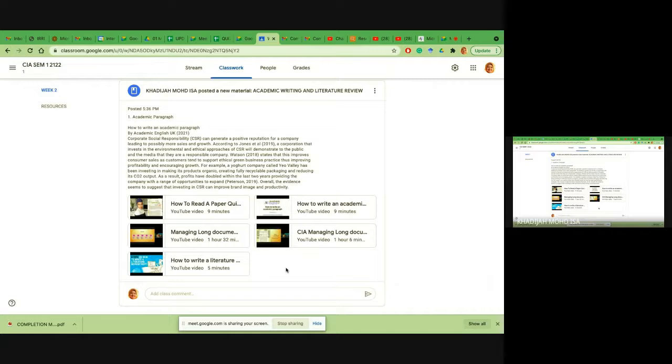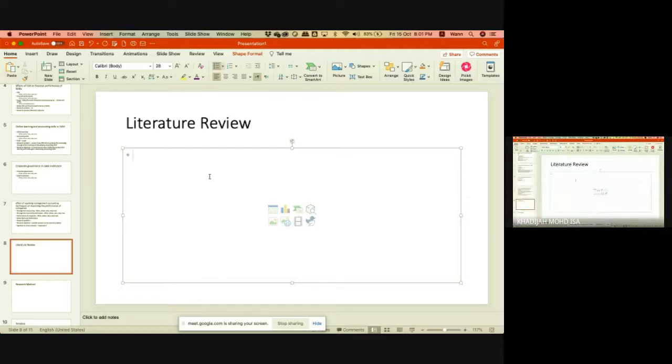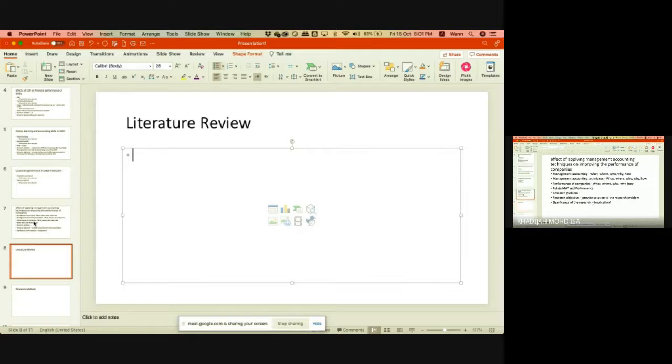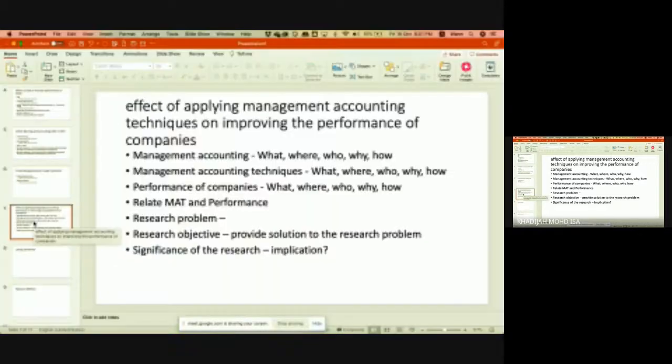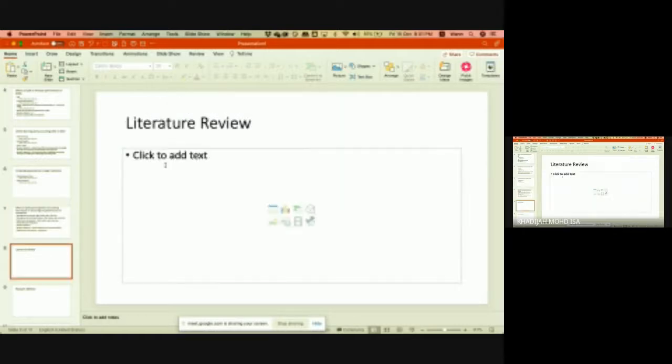And from there you can move on and look for other references on how to deal with the literature review. Yeah. So what is a literature review? Remember that just now, for example, you have identified what is management accounting. So a literature review looks at what others have done in the area. So it goes back to management accounting techniques and then the performance of the companies. So your literature review will also go back to your management accounting technique and your performance.